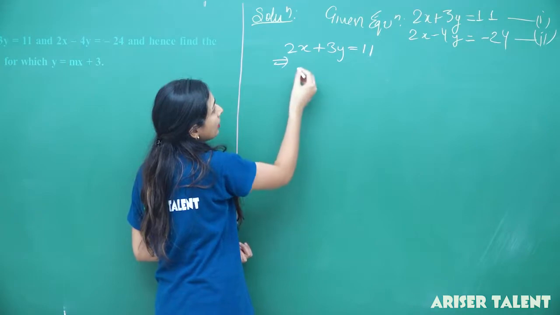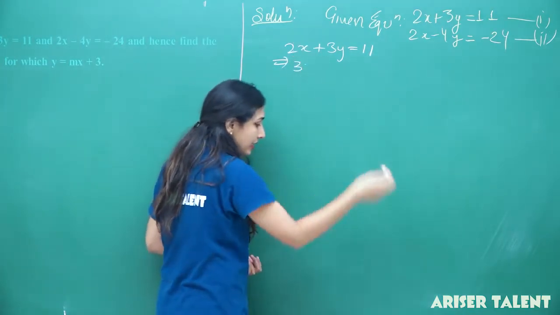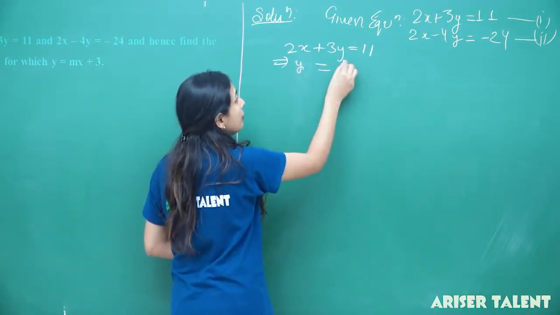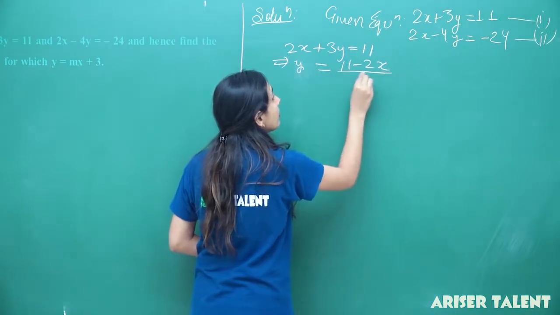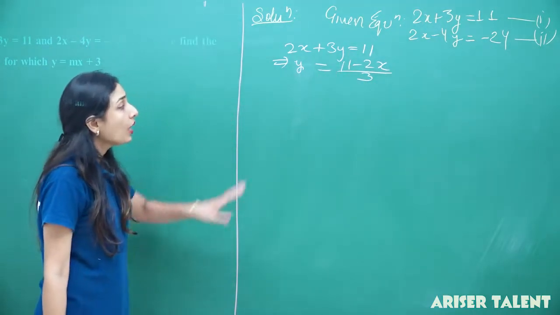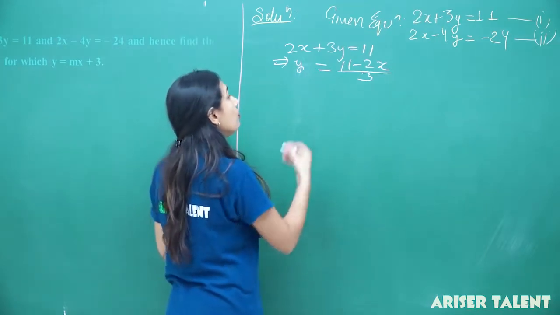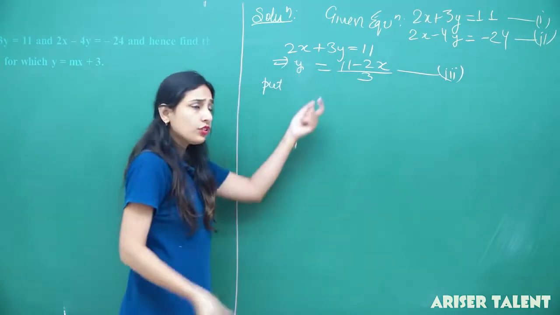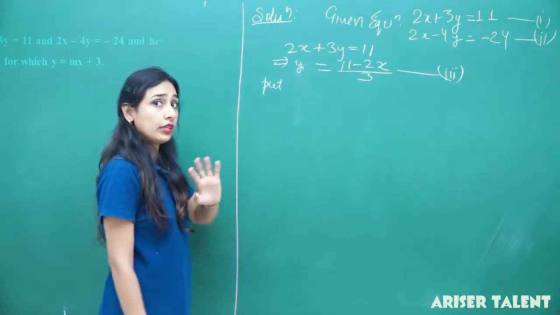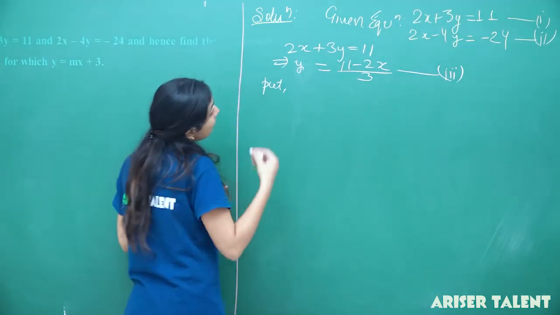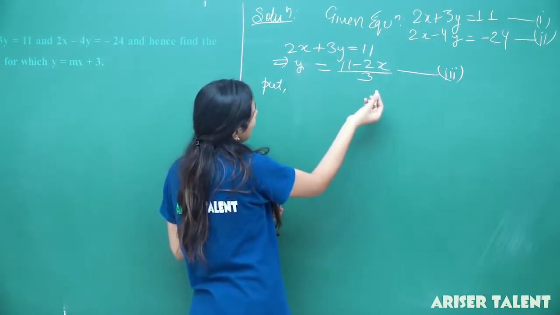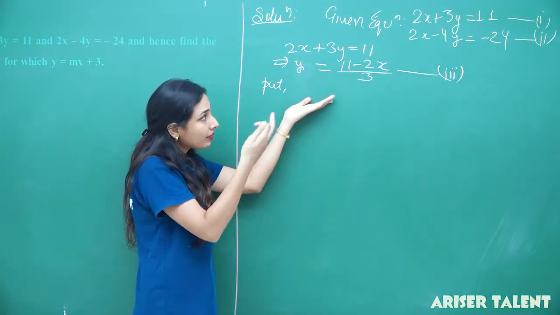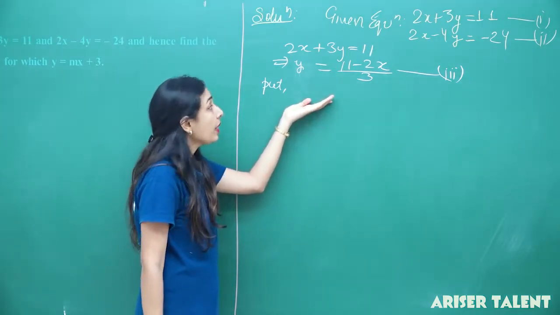This implies that 3y, or I can directly write the value of y here, that will be 11 minus 2x upon 3, isn't it? Okay, so you have this value. Now what will you do? Put the value. This will be the third equation. Now you know which equation is which number, right? So I don't have to mention it in each and every question, but I am doing it so that you guys become familiar with these kinds of questions.